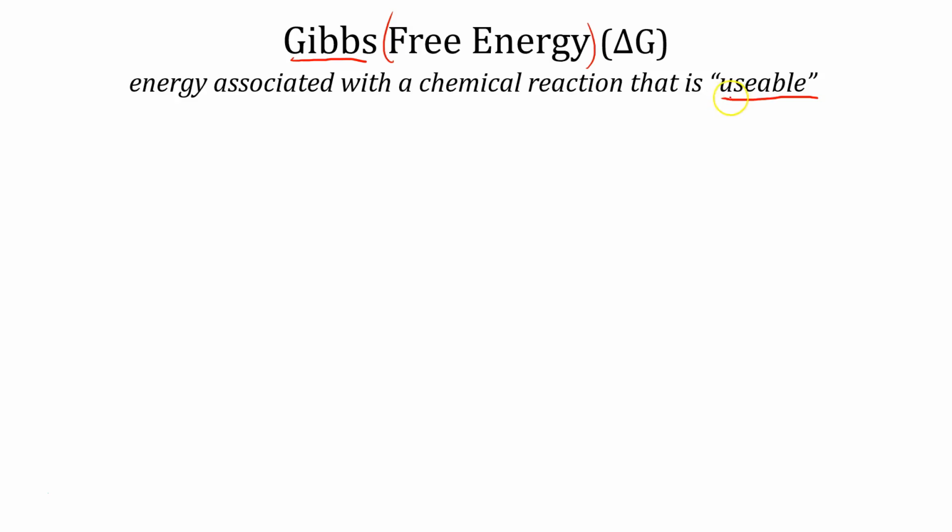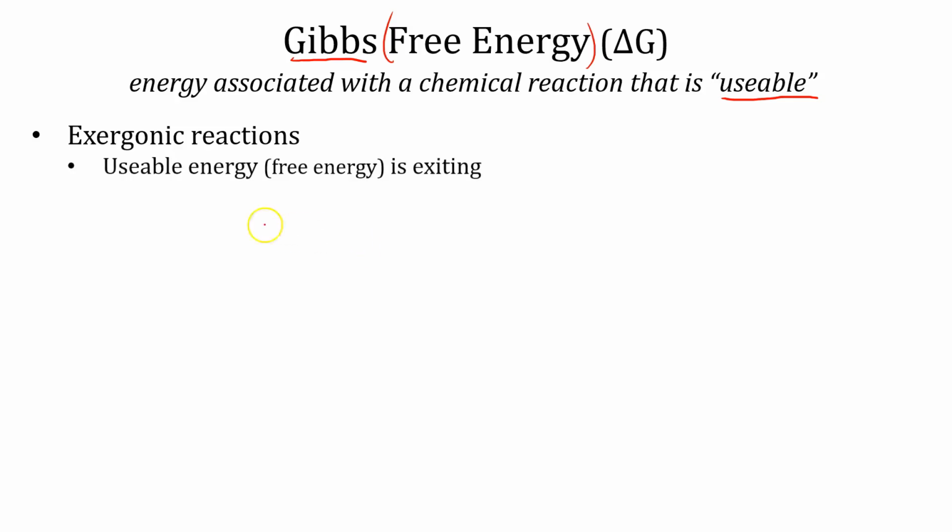Okay, so it's kind of like the stored energy that a cell might be able to utilize to do something with. And keeping that in mind, you can classify reactions into two different types. There's exergonic reactions, and these are ones where usable energy is actually leaving. It's exiting the system. So we say that these have a negative delta G. This delta, this triangle, means change. So basically it's a negative change in free energy.